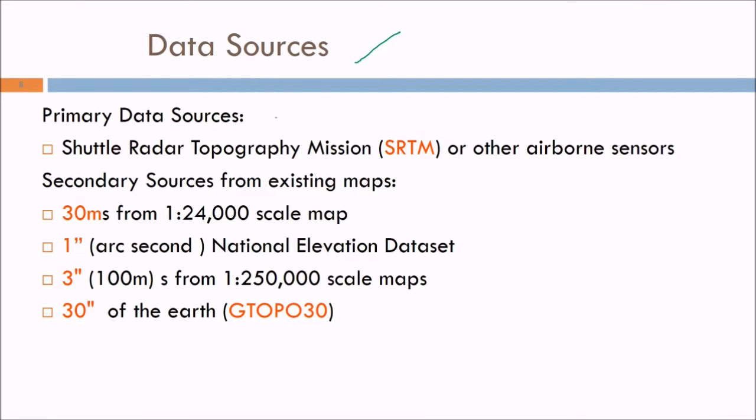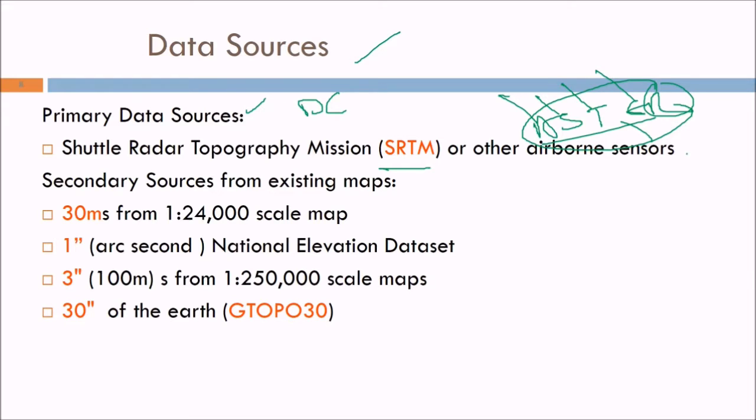What are the data sources of this DEM? The primary data sources of DEM, DSM, etc. First is your SRTM. This is the most popular, and we have ASTER also, Advanced Spaceborne Thermal Emission and Reflection Radiometer. ASTER is a combination of USA and Japan. ASTER is covering around 99% of the globe, while SRTM is not covering that much, but still the coverage is the whole globe. The polar areas are not covered in the SRTM.